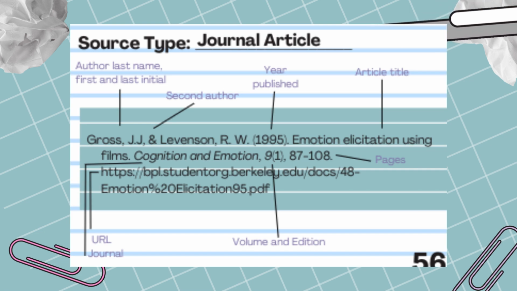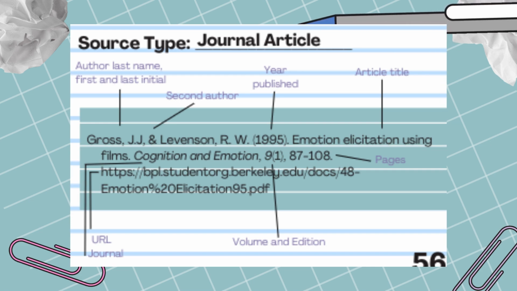The year published is 1995. The article title is Emotional Elicitation Using Films. The journal that this article is contained in is Cognition and Emotion, Volume 9, first edition. The page range of this article specifically is 87 to 109, and the URL is included for this example.